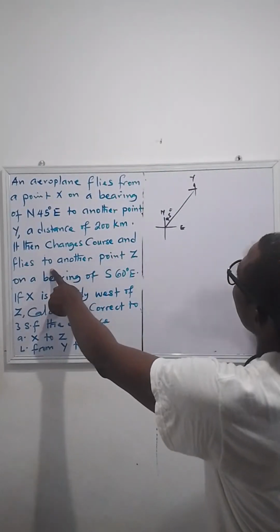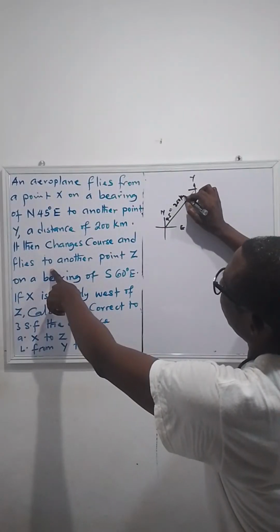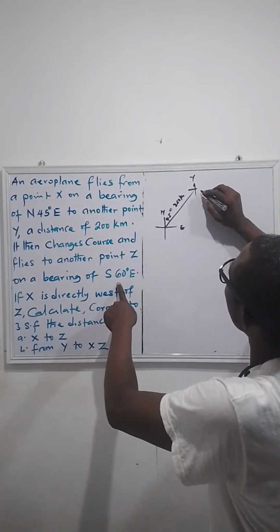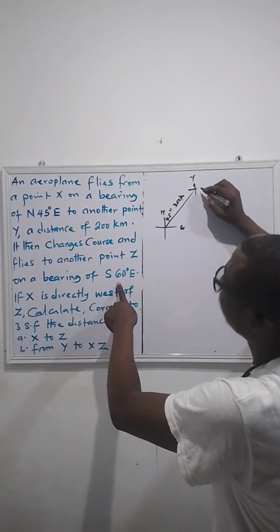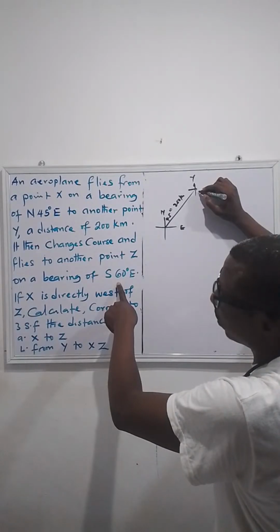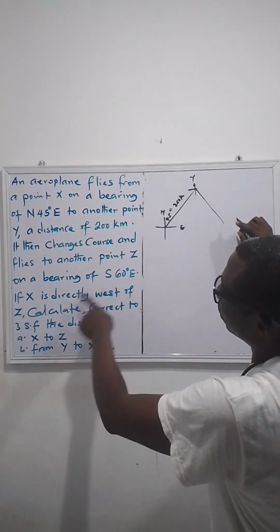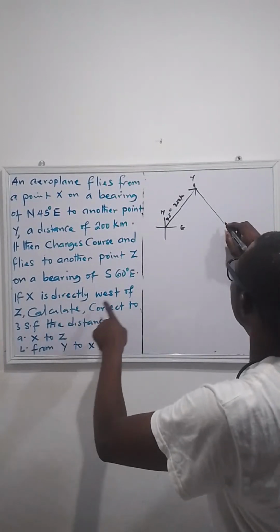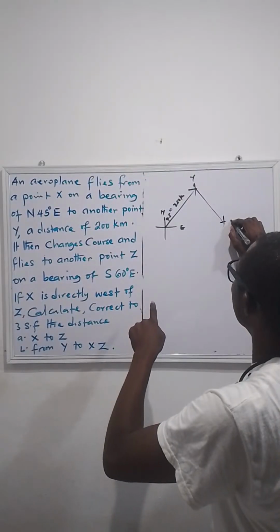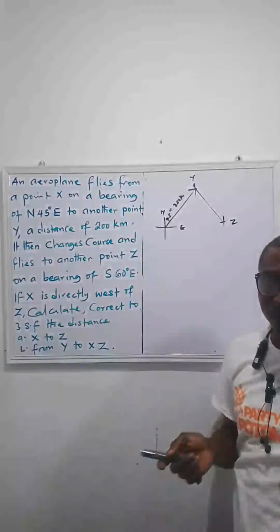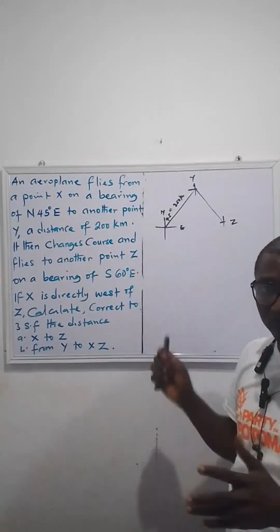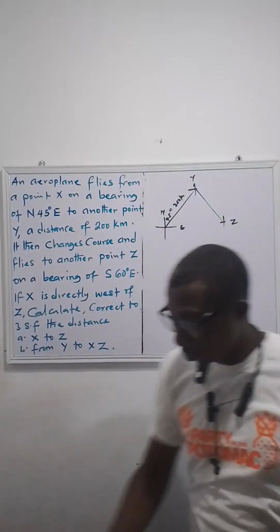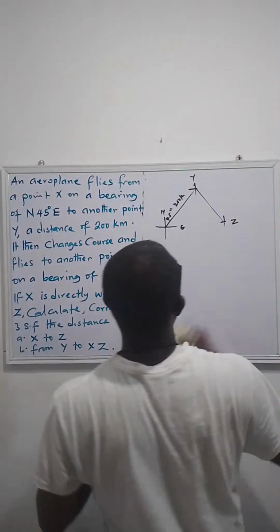Now it changes course. So we have this one to be 200 kilometers, and it changes course to another point Z on a bearing of south 60 degrees east. So that means it's moving this way until X is directly west of Z. Now we have Z here. So this has given me the idea of the question, and I already know how the triangle is going to look, so I can now go ahead and draw properly.